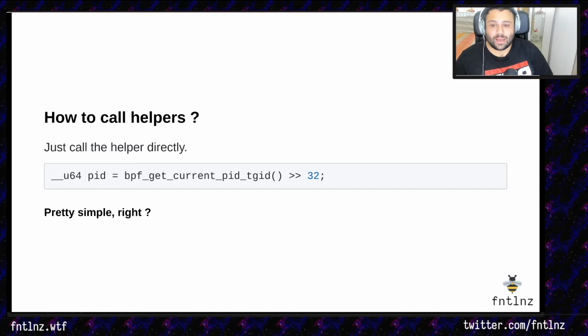First of all, how do you call a helper, right? The way you have seen it in examples around there might be this, or if you use the cilium ebpf library, it might be the equivalent in Go, but you just call a function, right? In this case, bpf_get_current_pid_tgid, and in this case, you also shift 32 bits because the process ID stays there and after 32 bits, but that's not important. Pretty simple. Should be working, right?